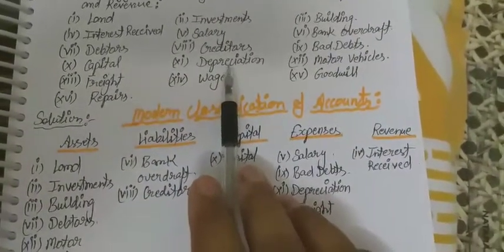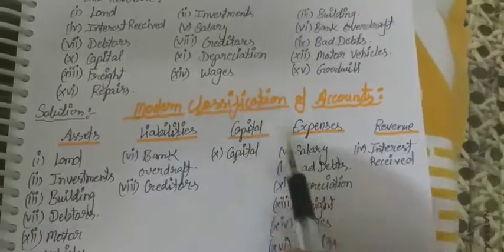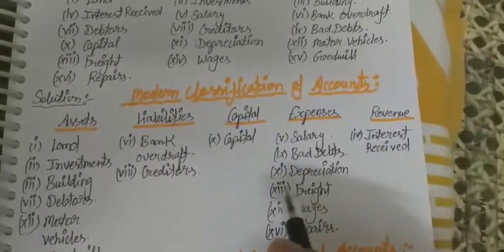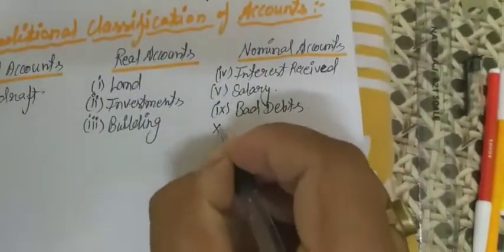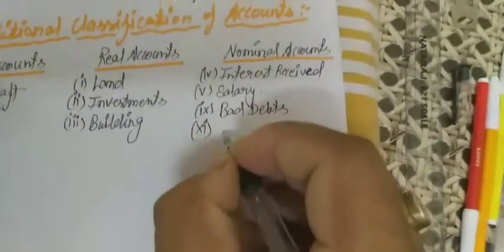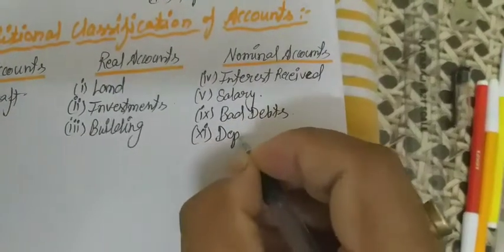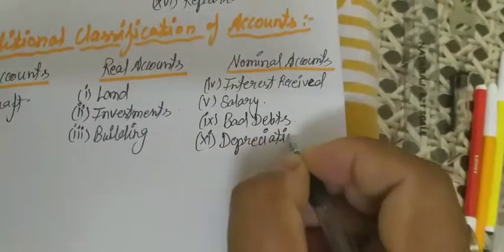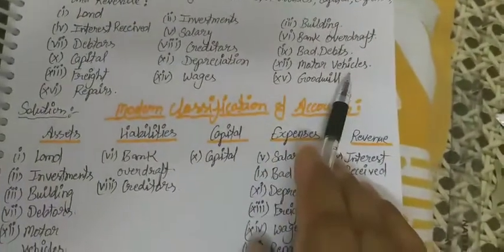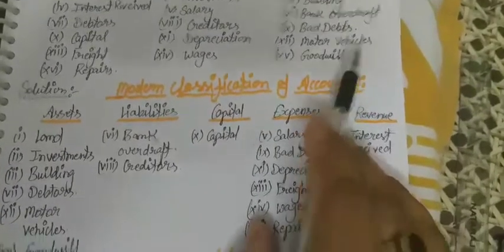Depreciation is the cost of assets which are used in the business. So if it is a cost, it is an expense. Expenses will come under the nominal account. Depreciation. Next one is motor vehicle. Assets, real account.